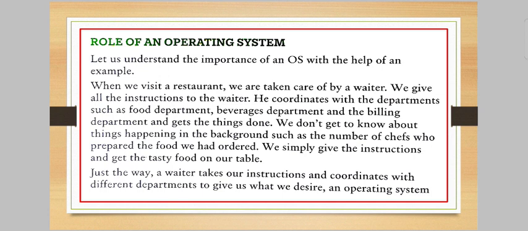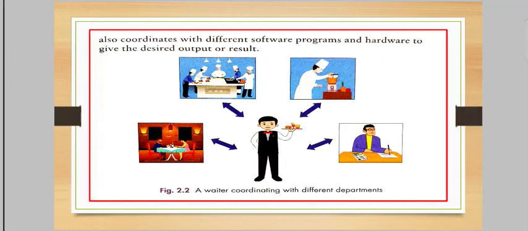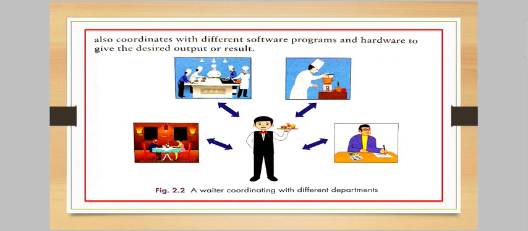Similarly, an operating system also coordinates with different software programs and hardware to give the desired output or result. So that means the role of an operating system in a computer is very important. The operating system coordinates with the different software programs and also hardware to give the desired output or result.